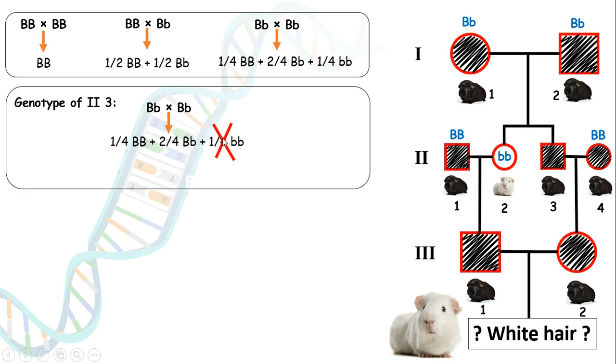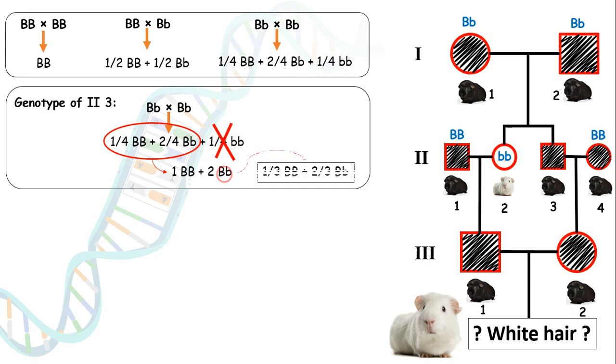If we delete this one, we will have new proportions, and we will have one capital B capital B, and we will have two heterozygous genotypes. So the new proportions will be 1/3 dominant homozygous and 2/3 heterozygous genotypes. So we write it here for this one. This is what we found as its genotype.